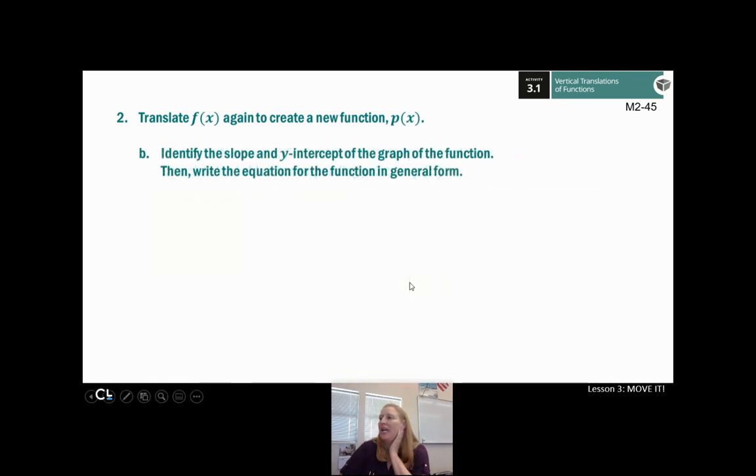Good job us. So now, you knew this was coming up next. Just like we did last time with m of x, I would like you to identify the slope and the y-intercept for p of x, and then write the equation for p of x, the function in general form.